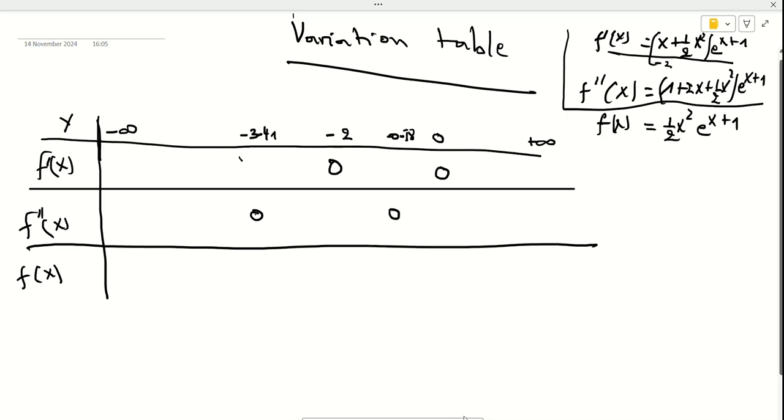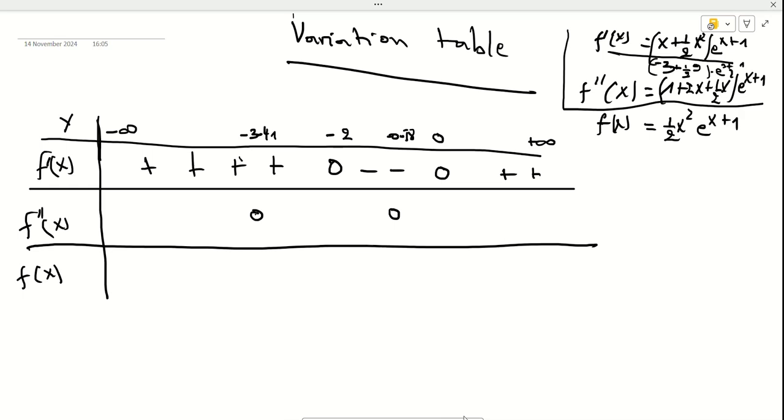So this will be minus 3 plus 1 over 2 times 9, and e power minus 3 plus 1. So 9 over 2, this is 4.5, then minus 3 is positive. Then we get a positive value here. This is positive, and I have checked this was negative, and this is positive.